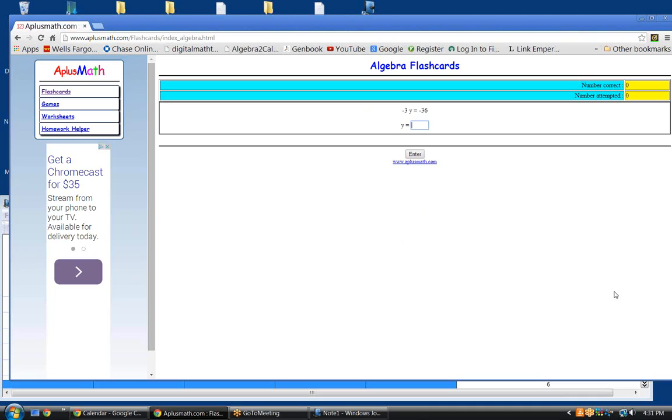Alright. Y equals what? Y equals... Okay, what are you going to do to each side? Divide by -3. Okay, what's negative 36 divided by negative 3? Positive 12. Yep. Alright.